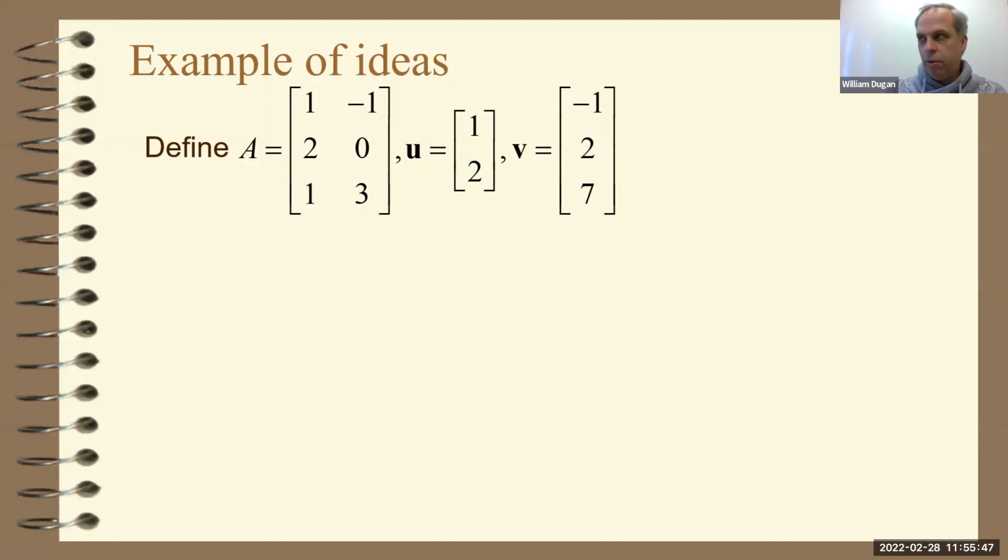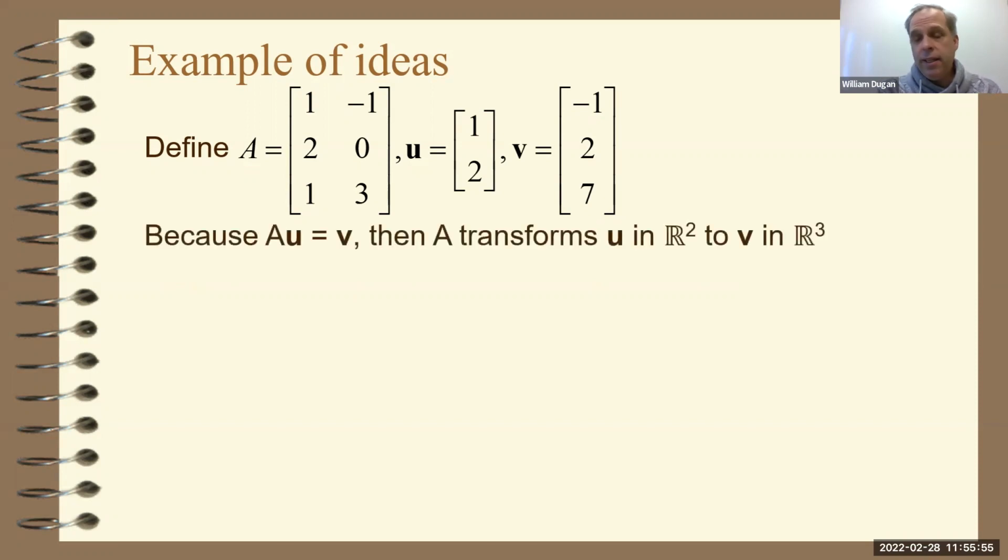So just as an example, so you understand what I mean, if I give you the matrix A, as you see here, and the vectors u and v, then it's pretty easy to see that A times u is v. So you can think of it not just as multiplication, but as an action. When you multiply a vector on the left by A, it takes that vector and maps it to a new vector. So u in R2 is sent to v in R3.